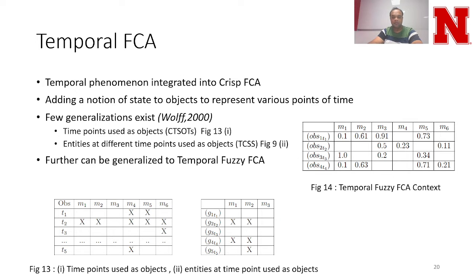And this is also further generalized to temporal fuzzy FCA, where the values or the relationship can now be incomplete or vary between 0 and 1. The main idea here is it allows us to visualize objects or the evolution of objects in the lattice. So we can have various lattices at different points of time, and we can track how the object property changed from one timestamp to the other.